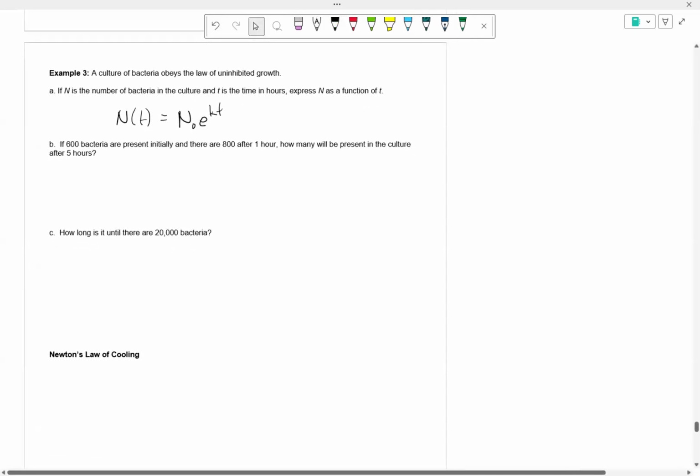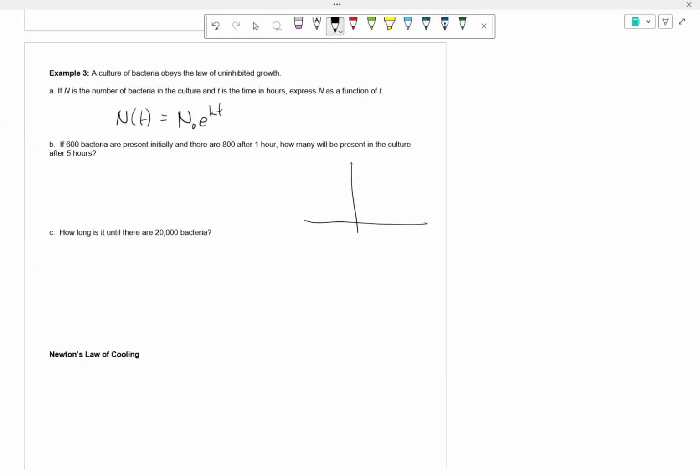So if 600 bacteria are present initially and there are 800 after 1 hour, how many would be present in the culture after 5 hours? Let's get a picture of what's going on here. This thing started at 600. Then after 1 hour, it grew to 800. And the question is asking how many will there be after 5 hours? So I'll give you a minute to find a strategy, and then I'm going to ask you what you did.